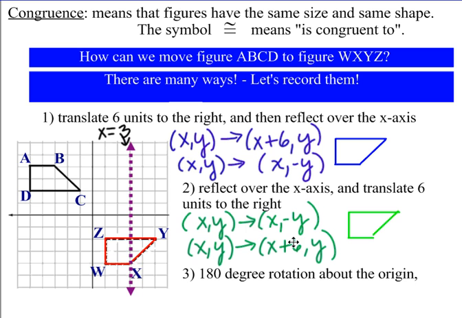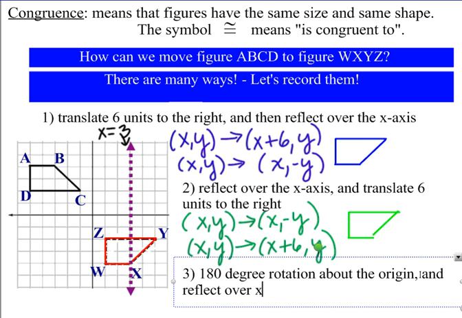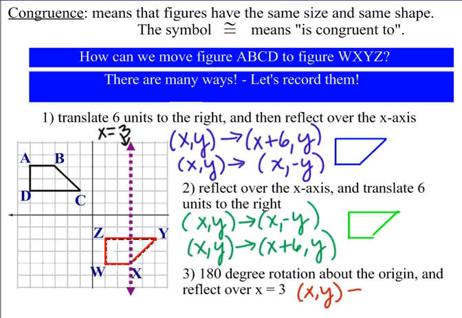So we're going to finish our statement here. It's a 180 degree rotation about the origin and reflect over x equals 3. So that will get us to where we want to be. Now, how do we write that in notation? Well, we do know that we can write the 180 degree rotation this way: (x, y) changes to (negative x, negative y). But unfortunately, we don't have any standard notation for reflecting over x equals 3. So we're going to have to leave that right now in just words in the English language.